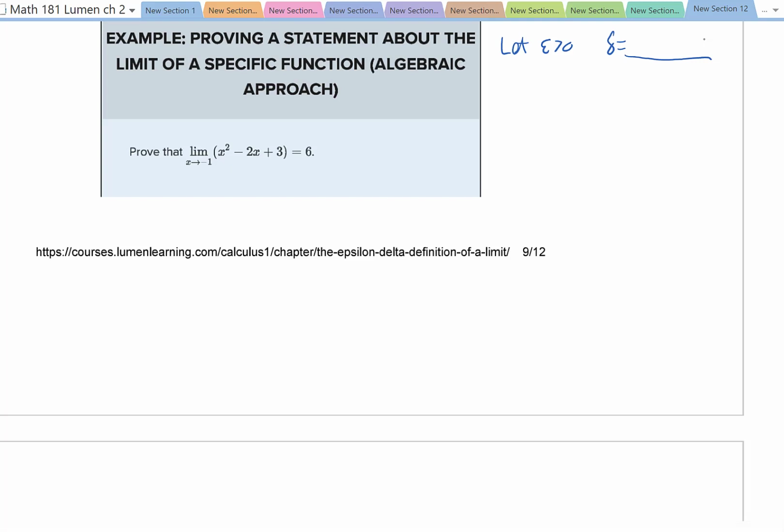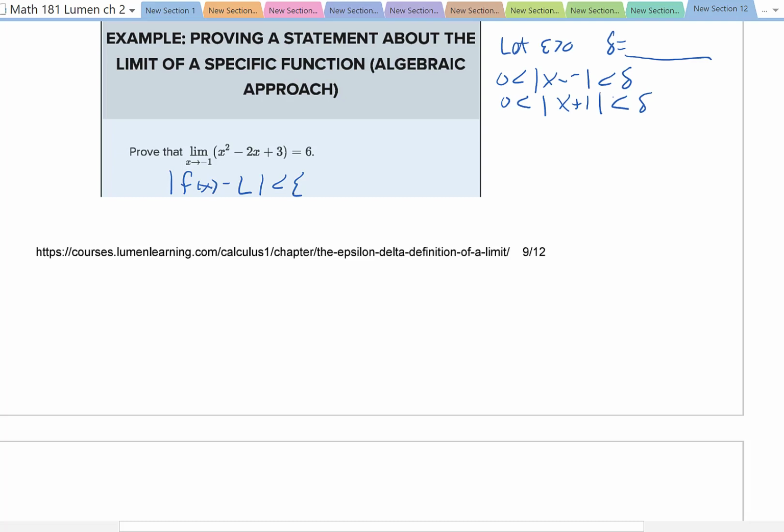Part of what we are dealing with, though, we have this x minus a, so it's the absolute value, so 0 is less than absolute value of x minus -1, less than delta, so I'd say 0 is less than absolute value of x plus 1, less than delta. So we're going to get to a point that we'll be looking at x plus 1, and then we're going to look at our f of x minus L and see how we can get these two to relate.